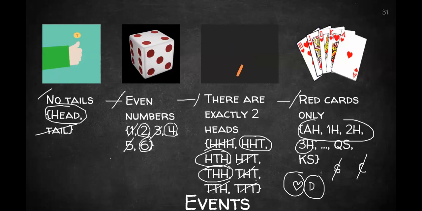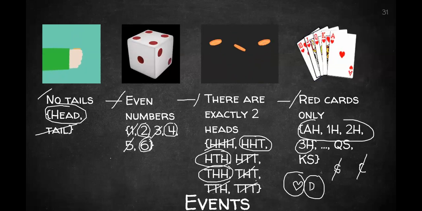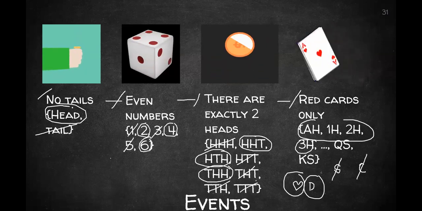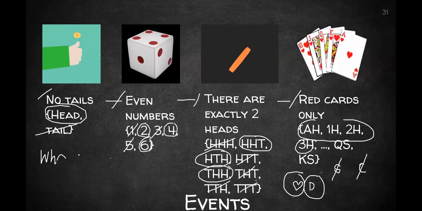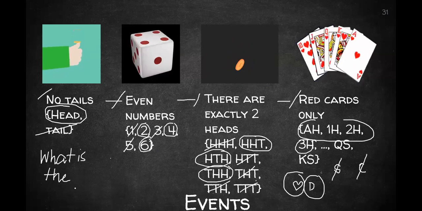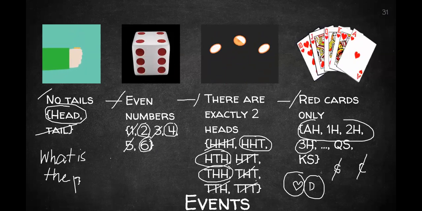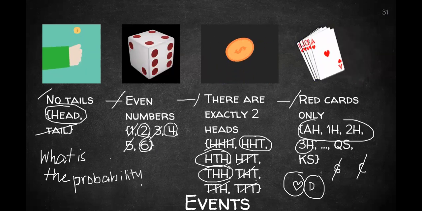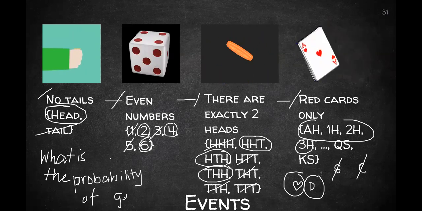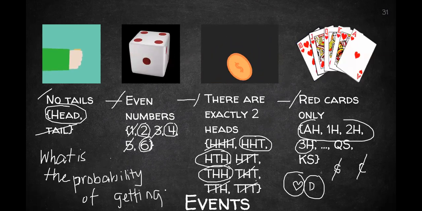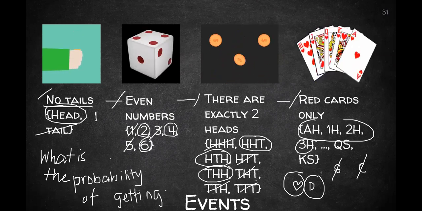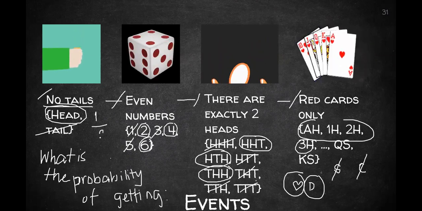Ayan, so, sige, let me return to page 31. So, remember these events? So my question here is, what is the probability? Let me write here. What is the probability of getting a head sa isang toss ng coin? What is the probability of getting no tails? Ilan ba dito ang walang tail? So, isa lang, no? Ilan ang choices natin? Dalawa.